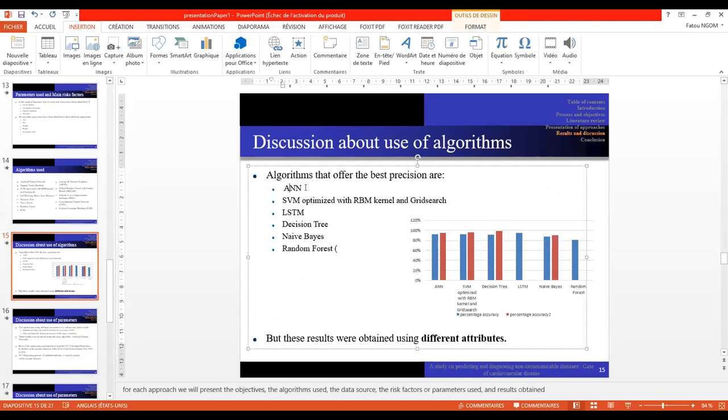So we cannot do a comparison for these algorithms because they did not use the same attributes to do the prediction. They obtained good results, but we cannot compare their models using their algorithm because they haven't used the same attributes.